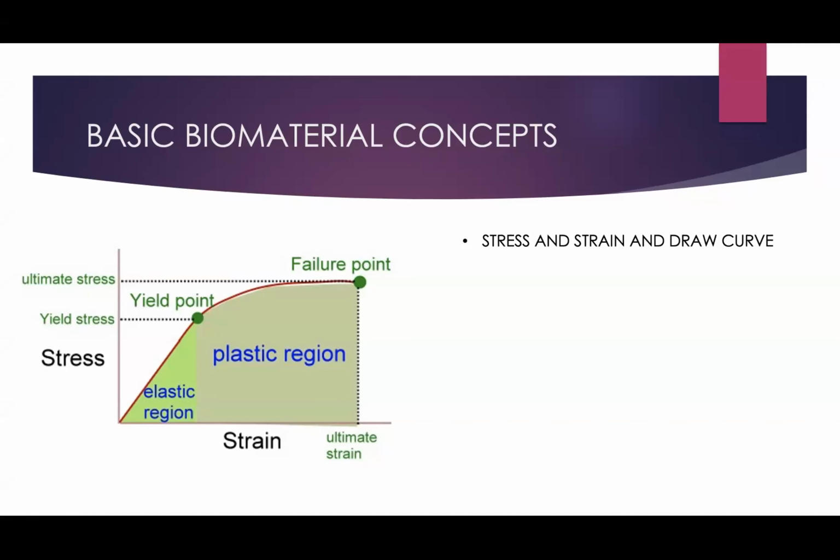But once you pass a certain point, known as the yield stress or yield point, unfortunately, the material will then change into a plastic region, which means that when you take the load away, it will not return to its original shape. And you'll notice that the curve itself is disproportionate. So it's more steep here and then more shallow there.